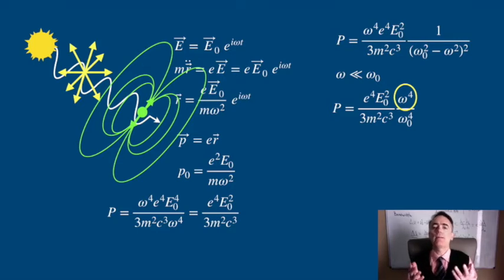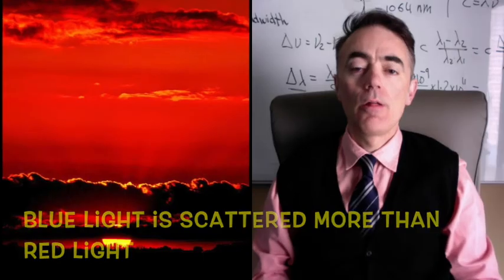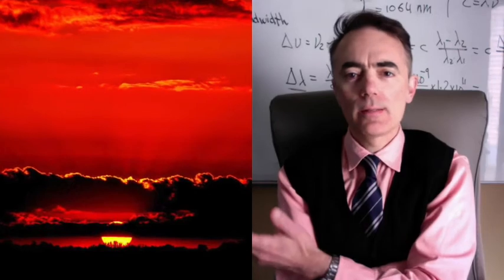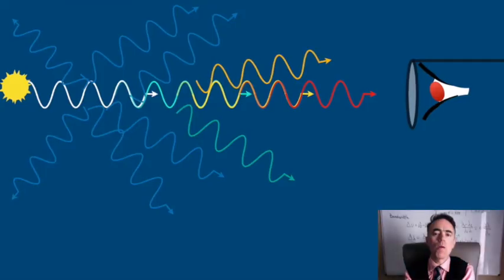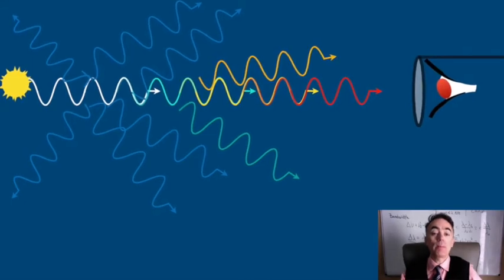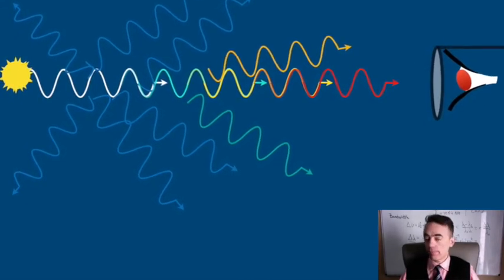So for blue light, whose frequency is larger, scattering is larger, and for red light, whose frequency is smaller, scattering is smaller. This would explain why the sky is blue, because blue light is scattered more than red light. This would also explain why sunsets are red in the direction of the sun, because most of the blue light has already been scattered and there is mostly red light left.